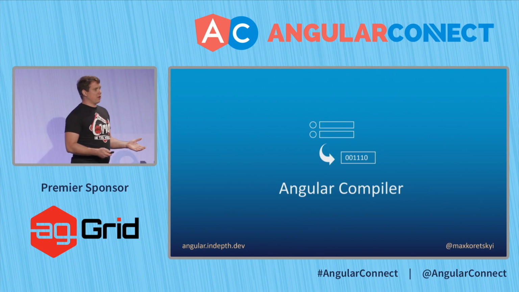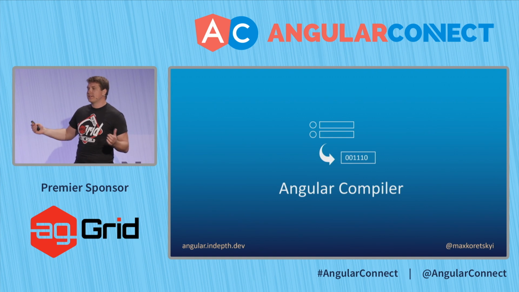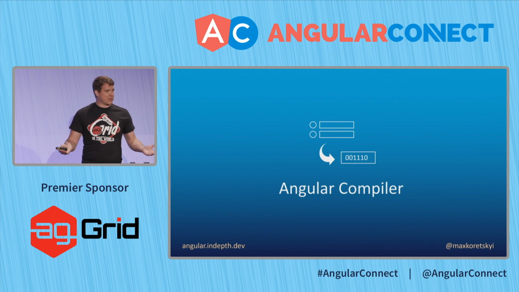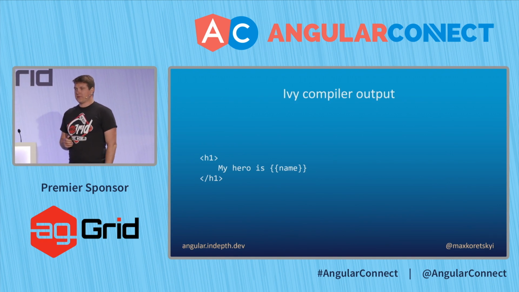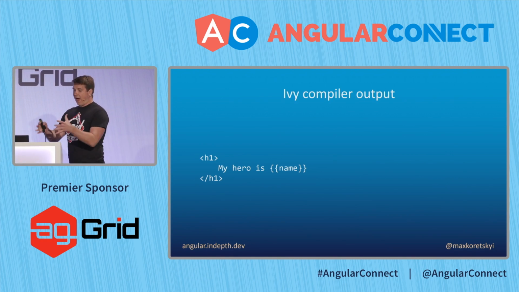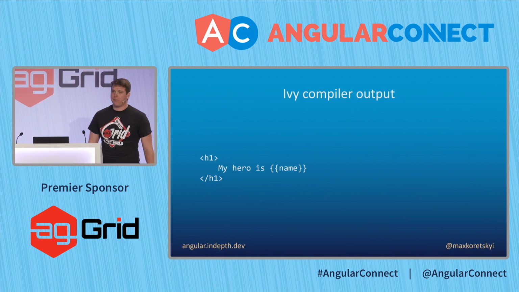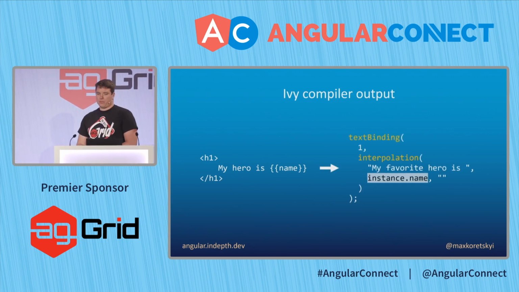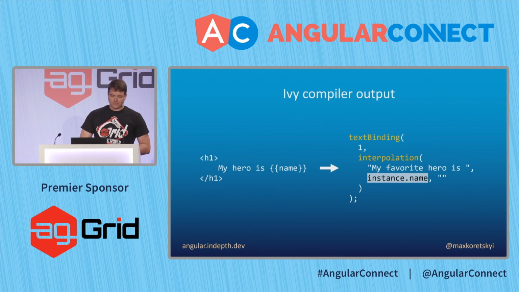The most common answer was, well, to translate HTML-like syntax, the way we define templates, to runtime code, right? Because the browser doesn't understand interpolations, for example, or directives. And that is the correct answer. Here we have an Angular-like template, and then we run the compiler over that, and it produces some JavaScript. This is the output of the new Ivy compiler.